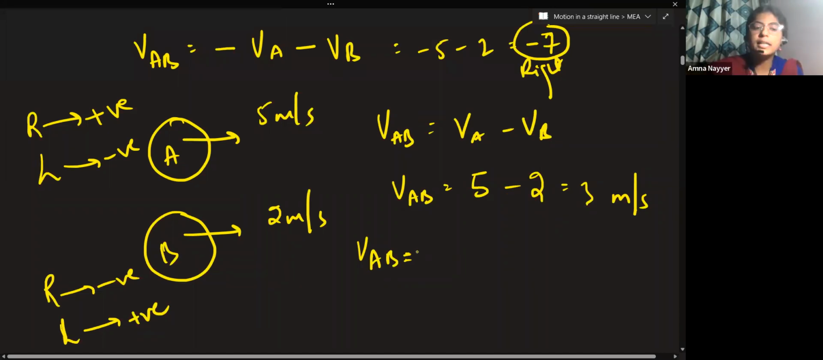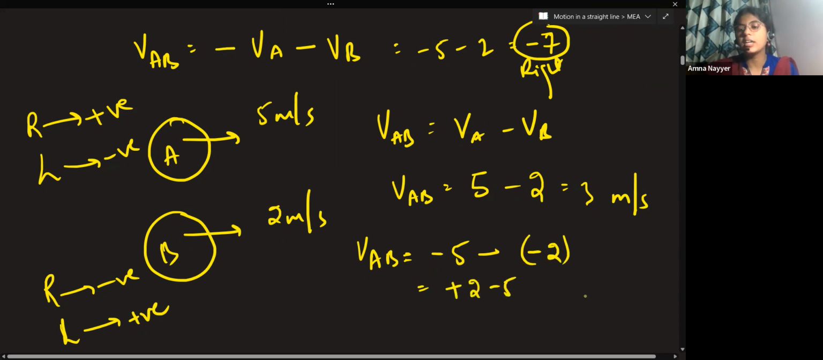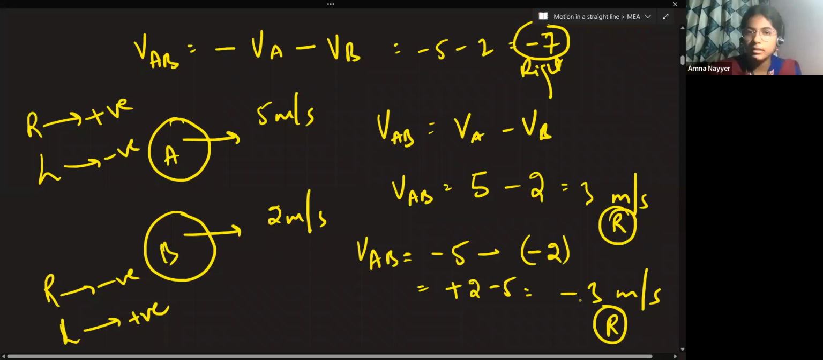So in the second part, I have taken right as negative, left as positive. It means both of them will become negative. So this becomes -5, the minus sign is there for the vector addition, and 2 also becomes -2. So I have +2 -5, that is -3 meter per second. So minus is right. Again, the answer here is also right.